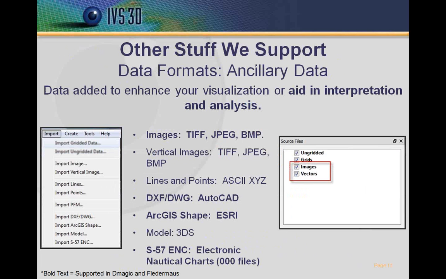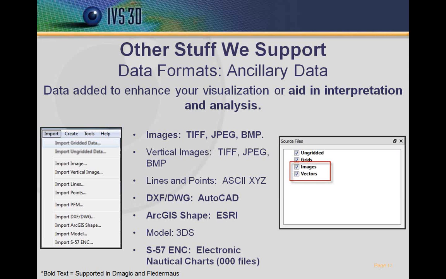And then other stuff we support, this is the ancillary data, and this is data you can add to enhance your visualization or aid in interpretation. On the left, we have the ancillary data support from Fledermaus, so images, vertical images, points, and lines. And on the right, the ancillary data support from DMagic. And then in the middle I have a list, and if they're bold it means they're supported in DMagic and in Fledermaus. In DMagic you're going to add ancillary data more for the aiding and interpretation and analysis, more to give you an overview of your full data set.